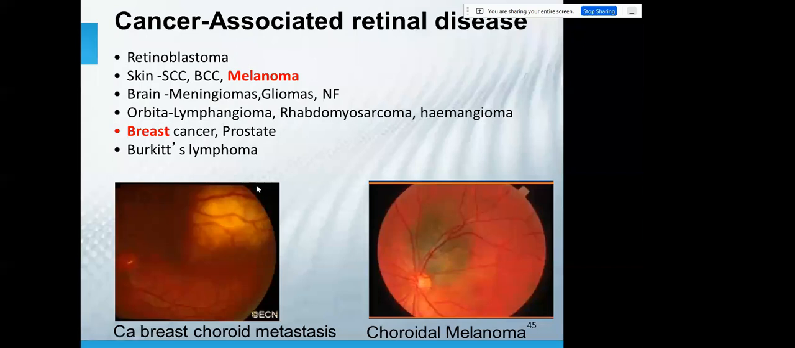In cancers that you're going to be seeing soon, you can get retinal diseases. Which cancers do you have in the eye that are relevant to you? Retinoblastoma, melanomas, squamous cell, basal cell carcinomas, and of importance at your level, please, breast cancer and prostate cancer can metastasize to the choroid. I've given you two pictures here of a CA breast with choroid metastasis. You can see this yellowish area. And on the right, you've seen what a choroidal melanoma looks like. Of course, it's black because it's pigmented with melanotic cells. Okay. Then even Burkitt's and the orbital diseases can also have manifestations on the retina.